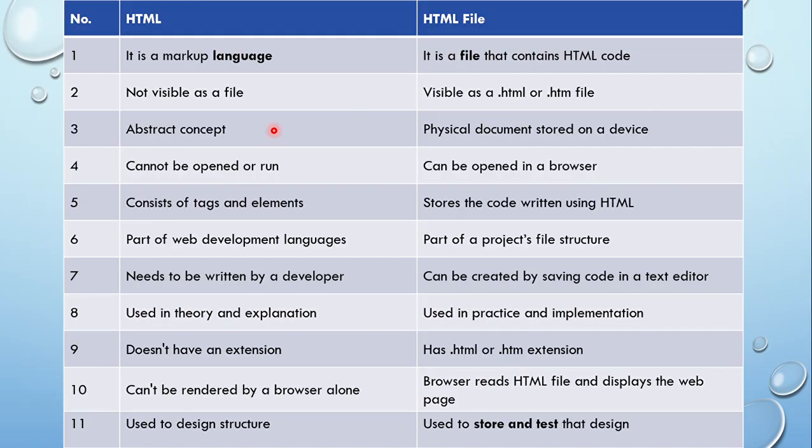Okay, it is an idea or code language, like how grammar is not a notebook but a concept. So HTML is like grammar, it is not a book but an abstract concept. But an HTML file is a physical document stored on a device. If you are creating a website, you are storing it in a folder. Website is a folder, right? You are storing it like a Word or a PDF file saved on your computer.